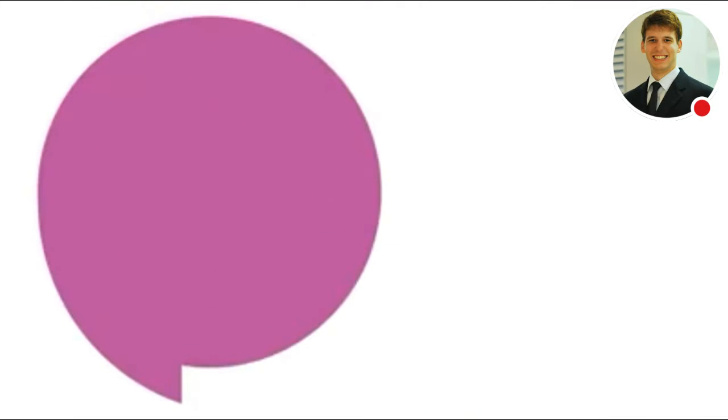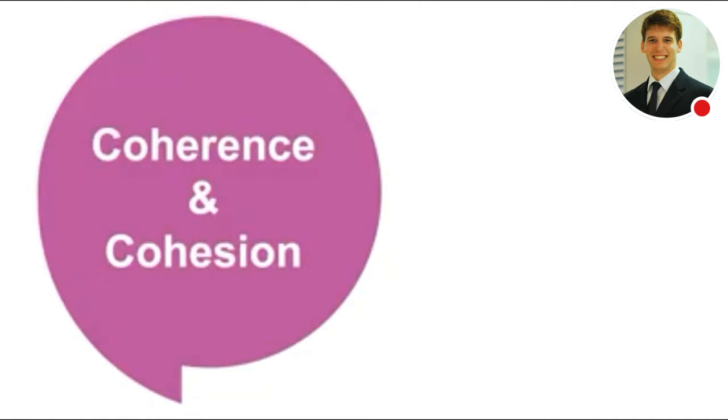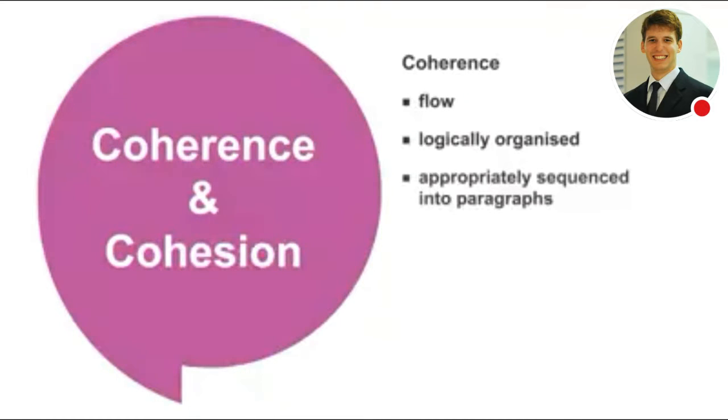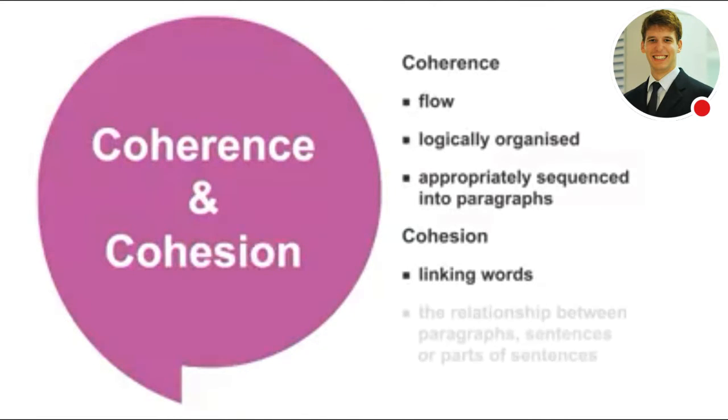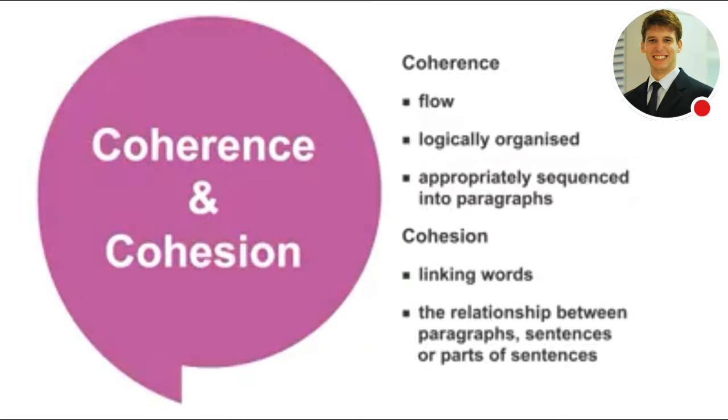The next criteria is coherence and cohesion. Coherence refers to the flow of your writing. It's important that your ideas are logically organized and appropriately sequenced into paragraphs, so that they are easy to follow. Cohesion assesses whether you have used appropriate linking words to connect ideas and show the relationship between paragraphs, sentences, or parts of sentences.